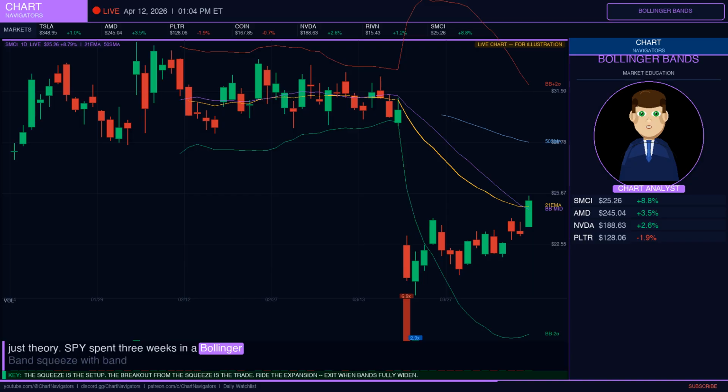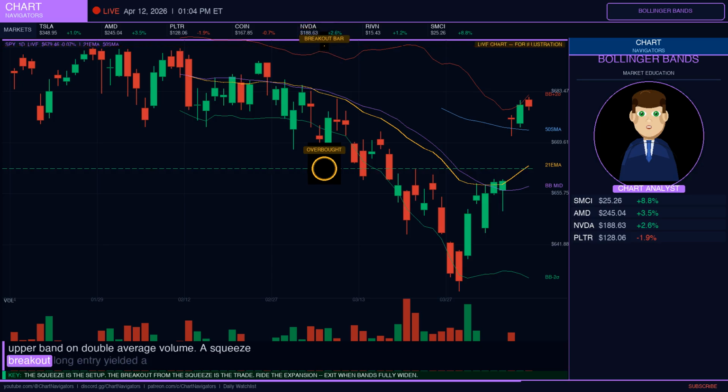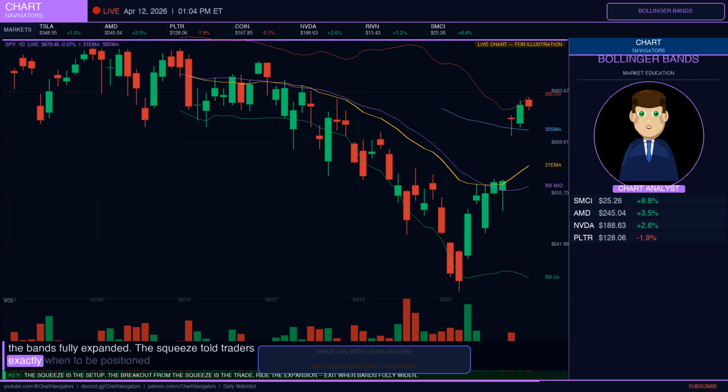SPY spent 3 weeks in a Bollinger Band squeeze with bandwidth dropping to the tightest in 6 months. On November 3rd, a strong bullish candle closed above the upper band on double average volume. A squeeze breakout long entry yielded a 12% move over the next 4 weeks before the bands fully expanded. The squeeze told traders exactly when to be positioned before the move started.